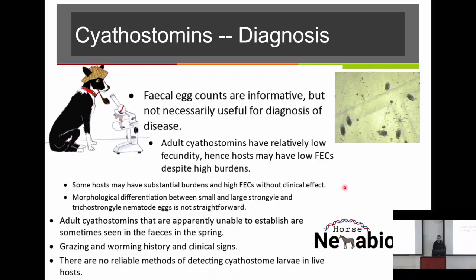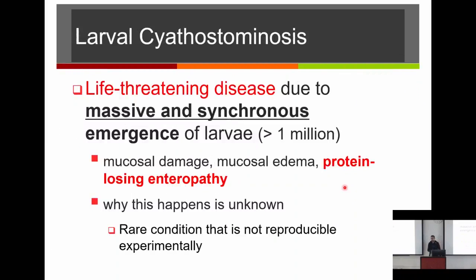Okay, so we talked about encysted larval cyathostomosis. In this case, you will see the cyst formation in the intestine. There is one other condition that is different from encysted larval cyathostomosis, which is larval cyathostomosis. So this is a little bit different as compared to encysted larval cyathostomosis.